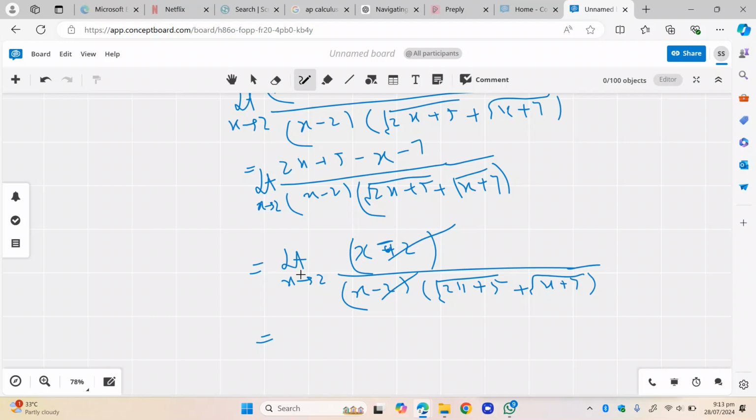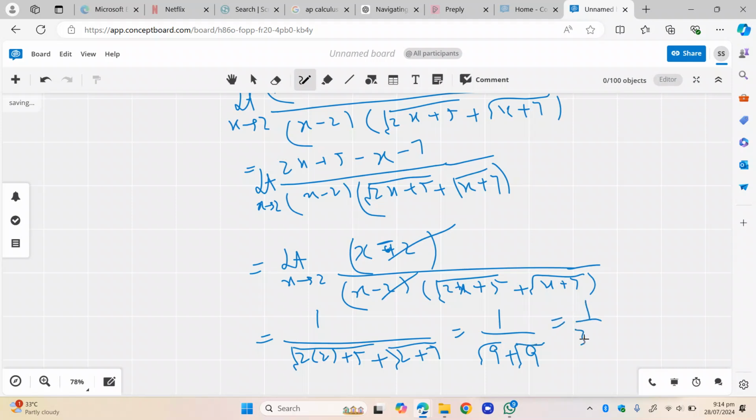Now we can plug it in, because if we plug in x equal to 2, then we will not get undefined. So we will just replace x with 2, since we will have some value. It will be 1 over the square root of 2 times 2 plus 5 plus the square root of 2 plus 7. So it will be 1 over the square root of 9 plus the square root of 9, so we will have 3 plus 3, so 1 over 6.